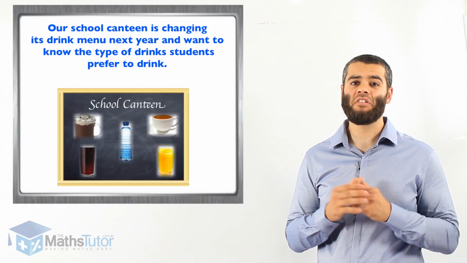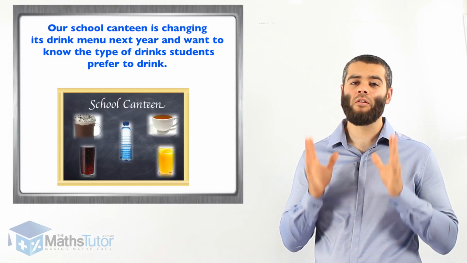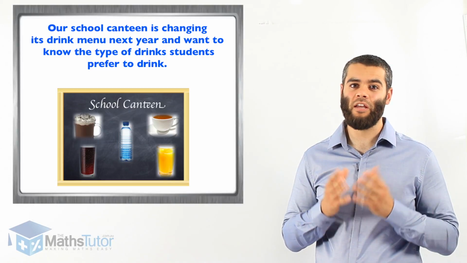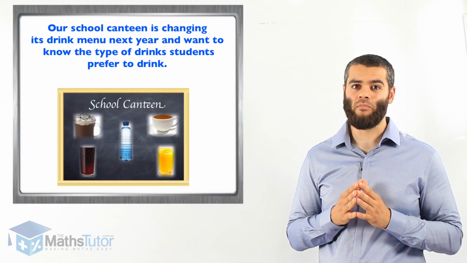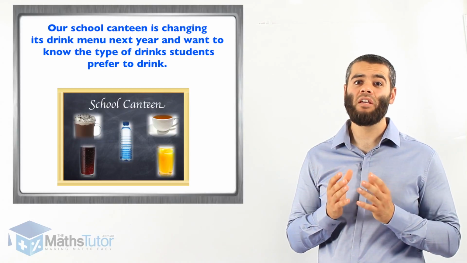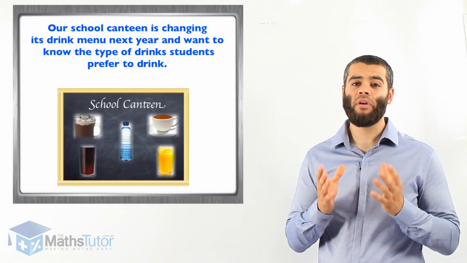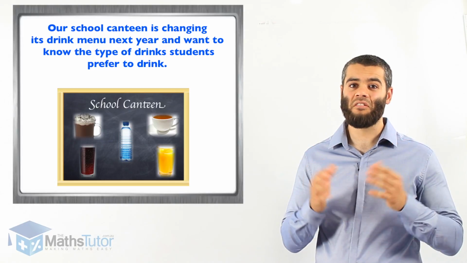That way, the drinks that they don't need, they won't order anymore and they won't sell. And they'll only focus and order the drinks that students actually want to drink and order at school. So here we have this basic example. How are the canteen staff going to know the best drinks that students actually like? They need to use statistics.